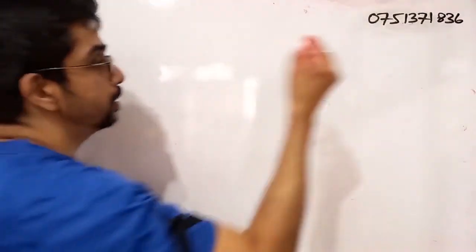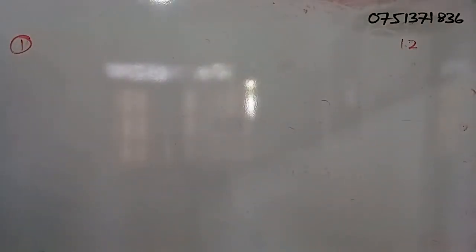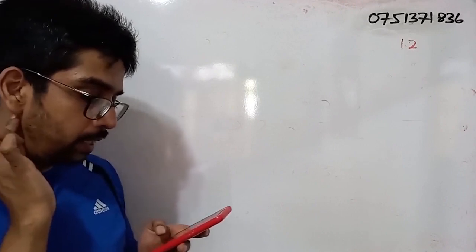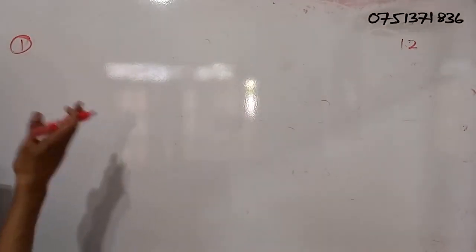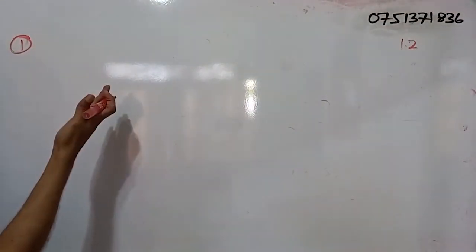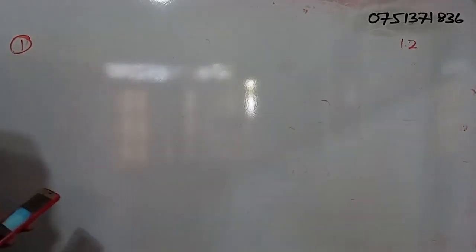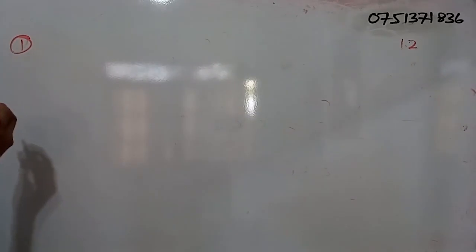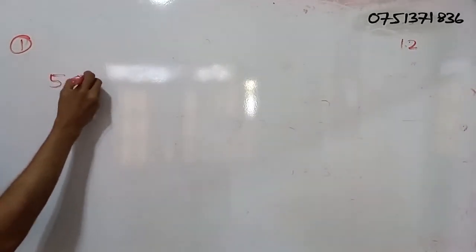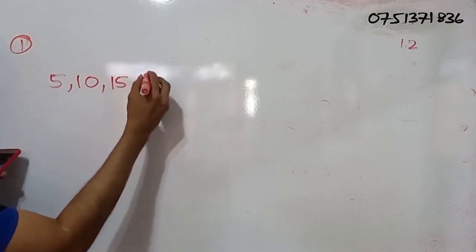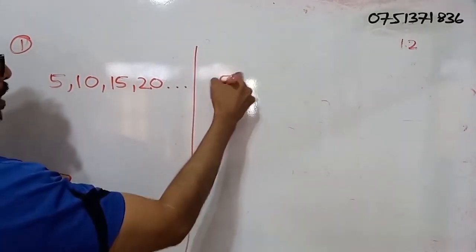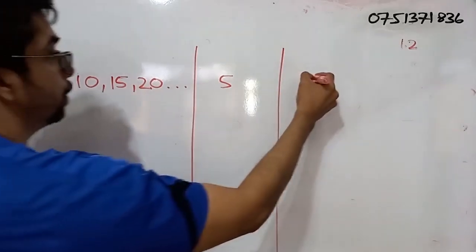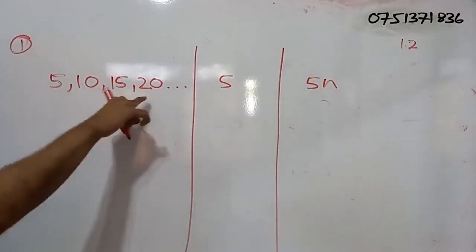Grade 8 number patterns, exercise 1.2, question number 1. So there we have a chart to fill, right? I'm not going to draw the chart. There are 3 columns. The first column heading is number pattern, second column heading is first term, third column heading is general term, right? So here the number pattern is 5, 10, 15, 20, right? So the first term is 5. The general term is what? 5n.